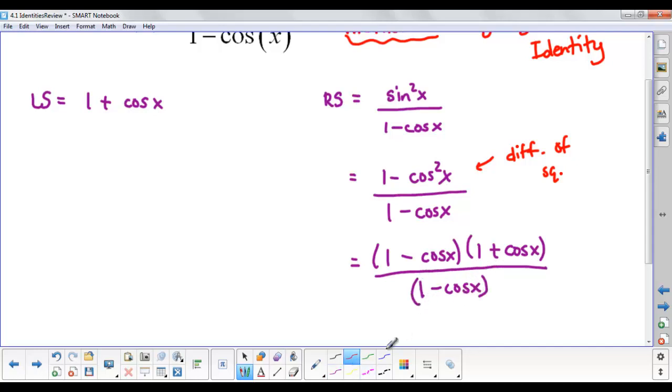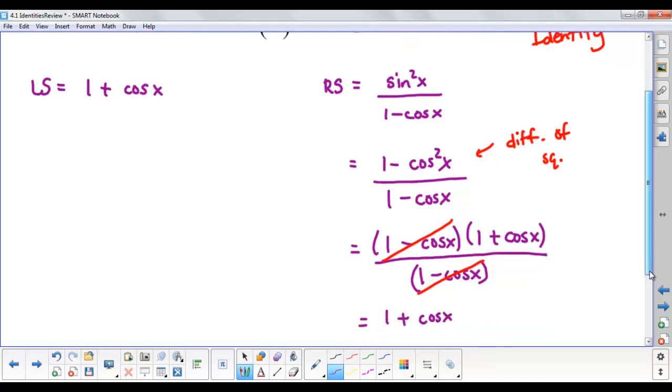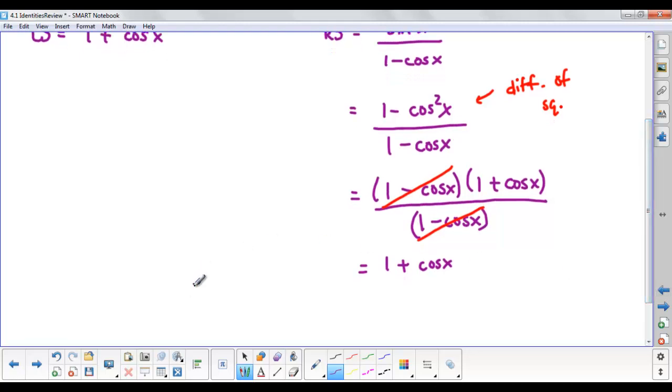Now, because we have two binomials being multiplied, I can start to cross out. So I can cross out this entire binomial with this entire binomial on the bottom. And so that leaves us with just 1 plus cos x. And you can clearly see that left side does equal right side.